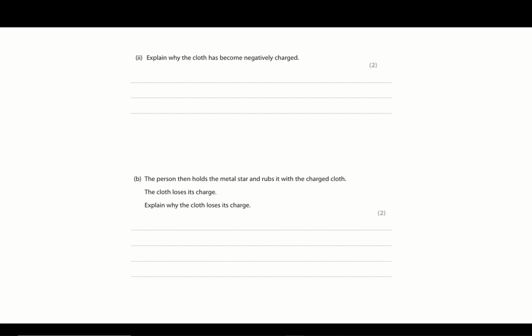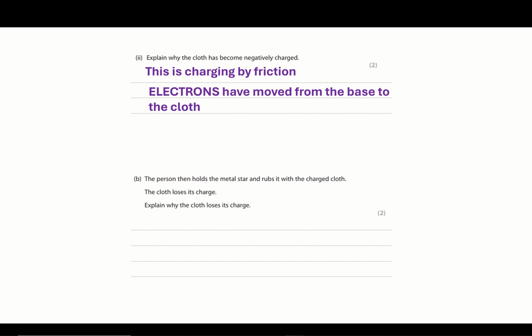Explain why the cloth has become negatively charged. So we're going to revisit that idea of we've charged by friction. Two insulators have been rubbed together, and this moves electrons from the base to the cloth. So charging by friction, electrons, notice the key words in bold there and capitalized, have moved from the base to the cloth.